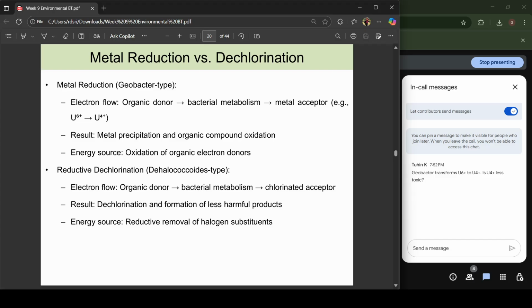Yes, uranium 4 plus. No, the concept of converting uranium 6 plus to uranium 4 plus is removal of uranium from the water system. When we talk about some water system, if uranium 6 plus is present, it has a higher solubility in water and therefore it is persistent in that water. But when you convert it to uranium 4 plus and when the pH is near neutral, this uranium 4 plus tends to precipitate. Therefore, we can isolate uranium from the water system. So that is how we are using biotransformation to eliminate the contaminant from the contaminated site.